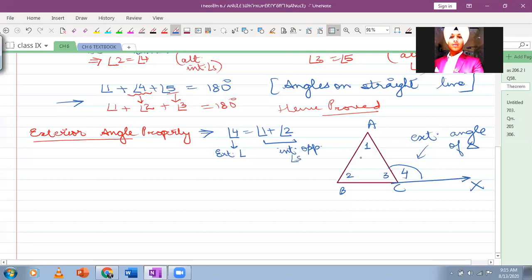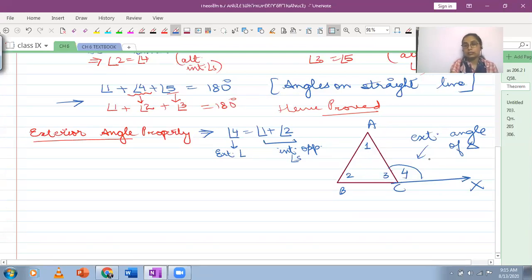If we check inside the triangle, there are 3 angles, out of which 1 is adjacent to 4. The triangle has 3 angles, 1, 2, 3. If we want to check the relation of these three with the exterior angle, then angle 3 is adjacent to angle 4, whereas angle 1 and 2 are right opposite to angle number 4. So that's how these two are related to angle number 4, and the result is that if we add the measures of these two, the sum will exactly be equal to the measure of this exterior angle.